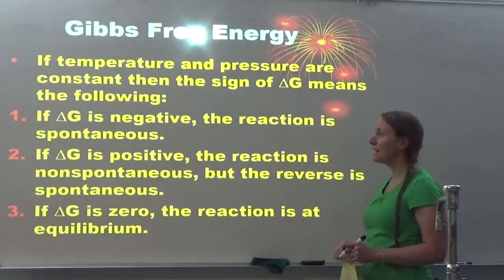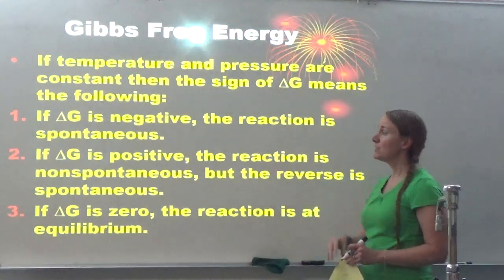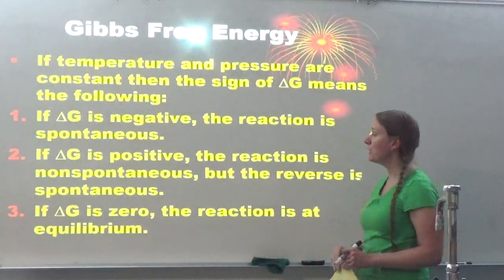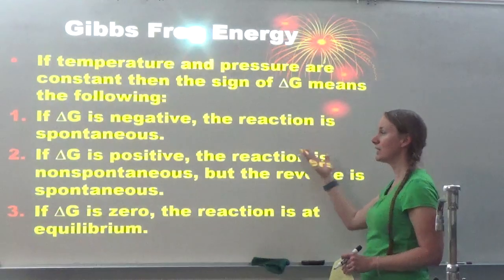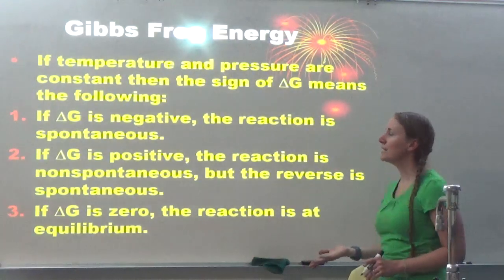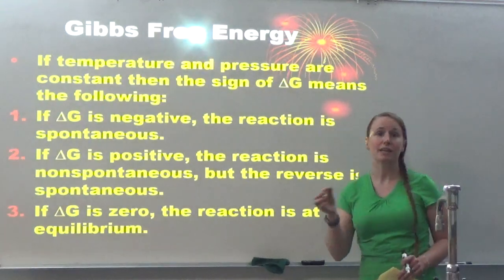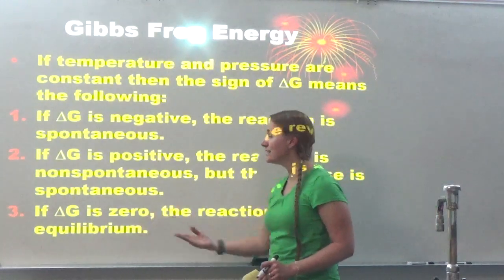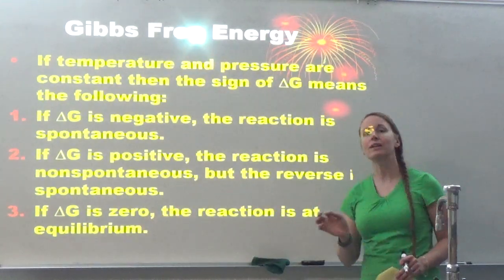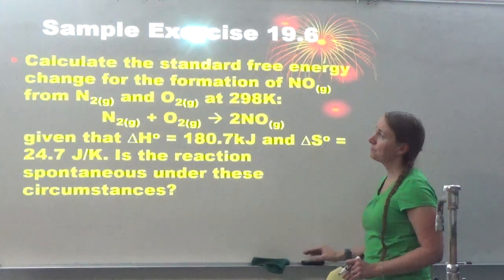If delta G is negative, it's a spontaneous or thermodynamically favorable process. If delta G is positive, if I said delta H there, I meant delta G. I feel like now I might have said it twice. If delta G is positive, the reaction is non-spontaneous, but remember that means the reverse is spontaneous or thermodynamically favorable. And if delta G is 0, that means the reaction's already at equilibrium. Okay, so that means the opposing rates are equal at that point.